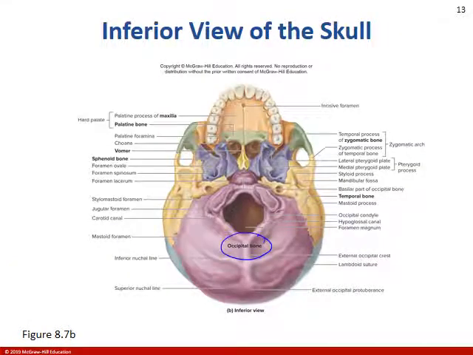Here's a nice image from the underside, or inferior view, and you can see here the occipital condyles. Remember, condyle was a rounded structure, so this is a little deceiving. They're kind of this slightly rounded structure, and this is where your first vertebrae are going to sit. So this is the articulation point for vertebra number 1.